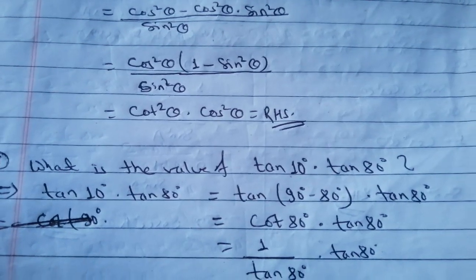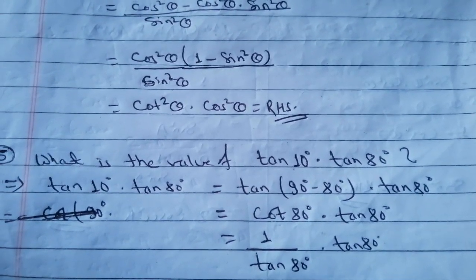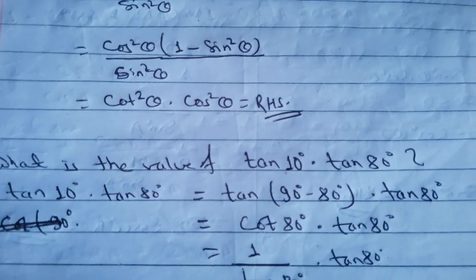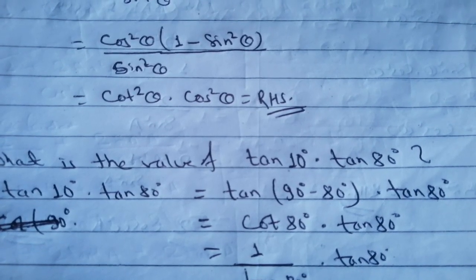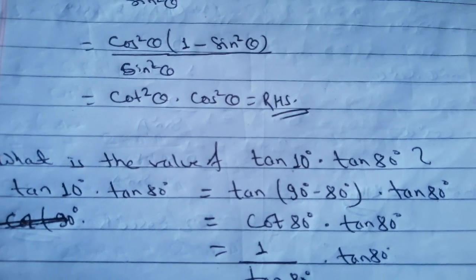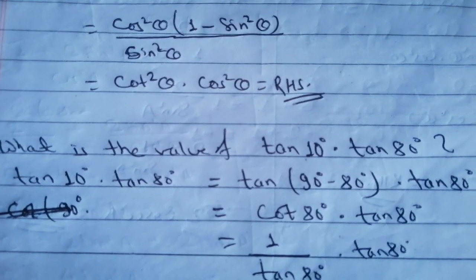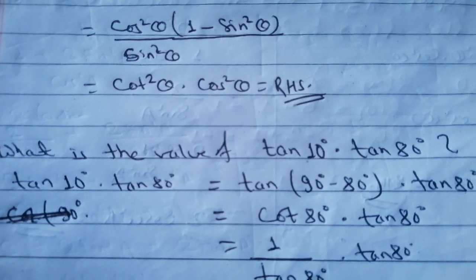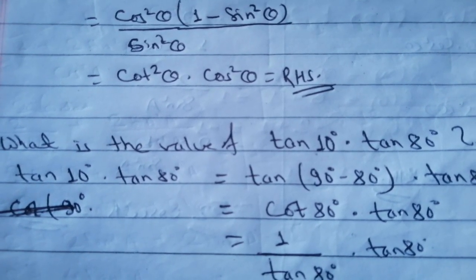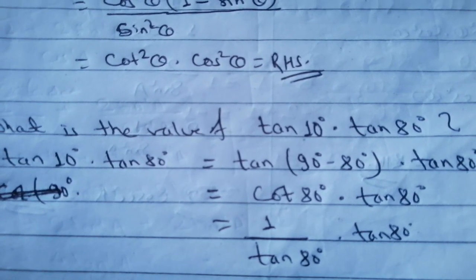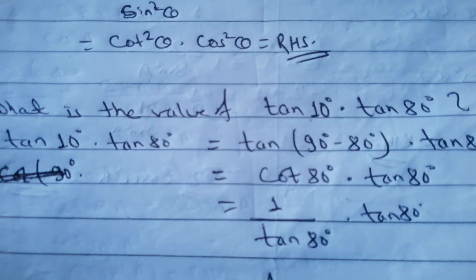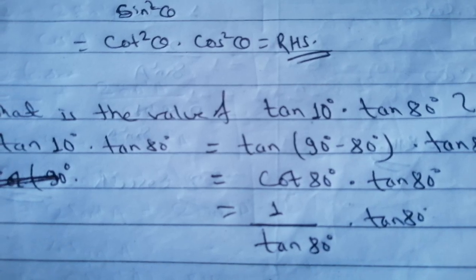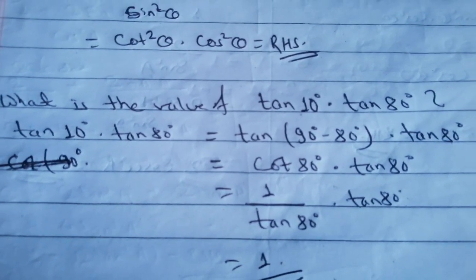The next question is, what is the value of tan 10° into tan 80°? So tan 10°, using the complementary angle idea, 10 is 90 - 80, so tan(90 - 80). Taking the relation tan(90° - θ) is cot θ. So here in place of θ there is 80°, so cot 80° into tan 80°. Cot 80° is 1/tan 80°, so the tan 80° cancel, so we get the value as 1.